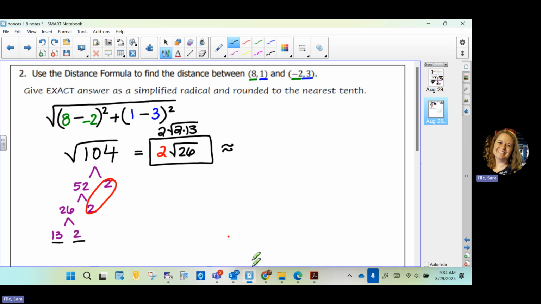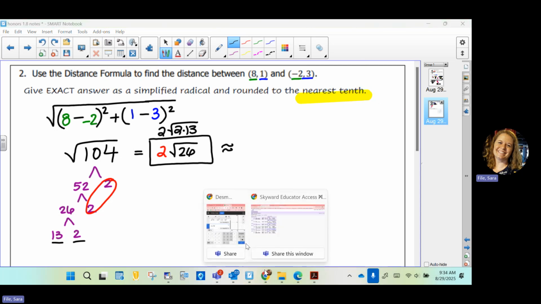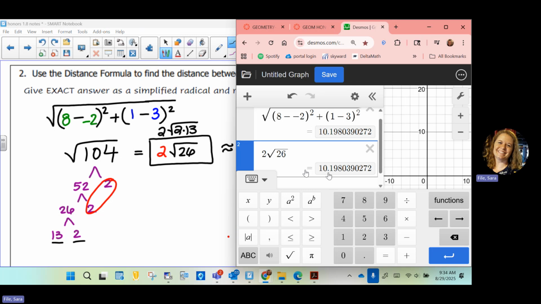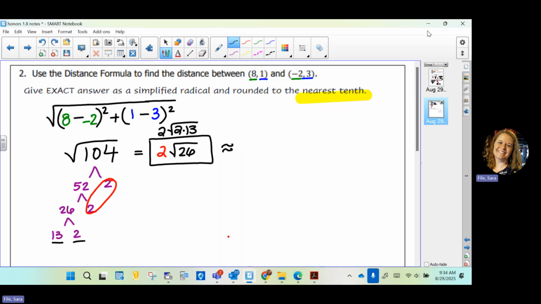Okay, so it says to round this time to the nearest what? 10th. So going back to look at that, the 10th place is a 1. I look to the right. That 9 is going to make this one round up. So this should be 10.2. So approximately 10.2.